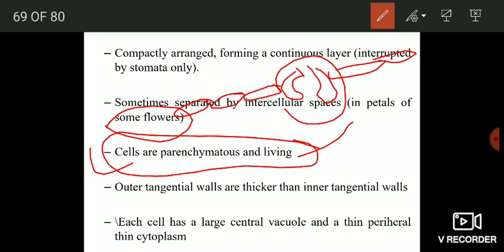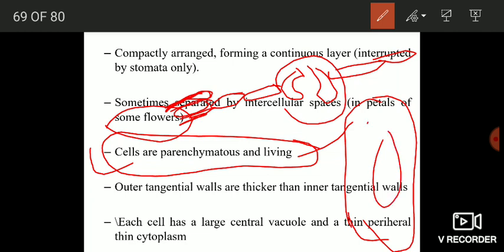They possess protoplasm, they possess nucleus, and that is why they are living. The outer tangential walls of epidermal cells are relatively thicker than the inner tangential walls. These are the outer tangential walls, and they are thicker than the inner tangential walls. Each epidermal cell has a large central vacuole and a thin peripheral cytoplasm. For example, this epidermal cell possesses a large central vacuole and a thin peripheral cytoplasm.